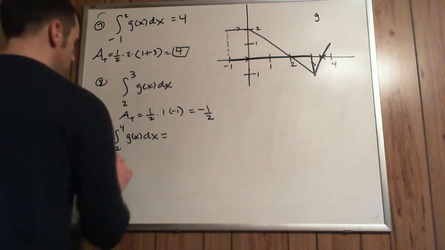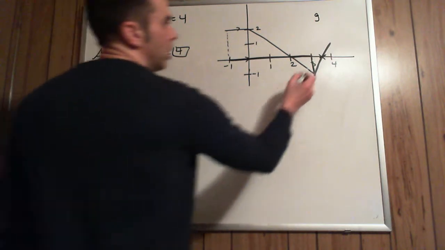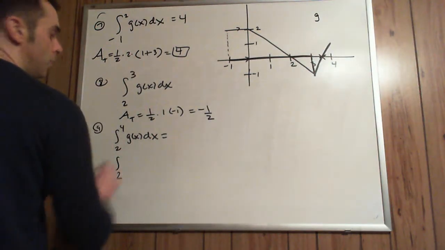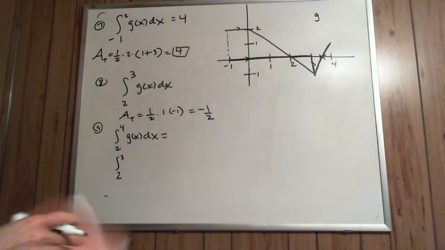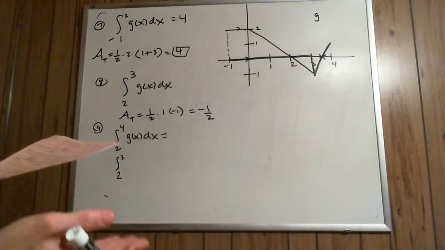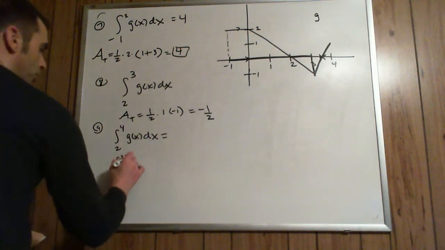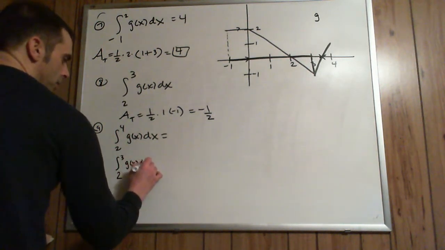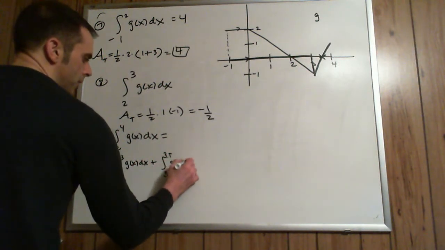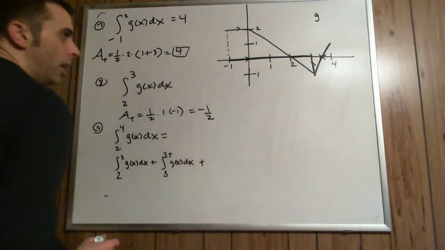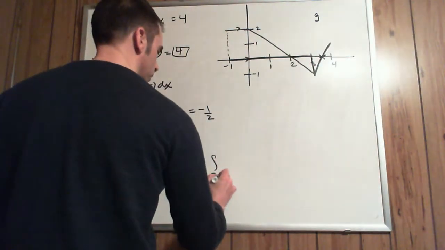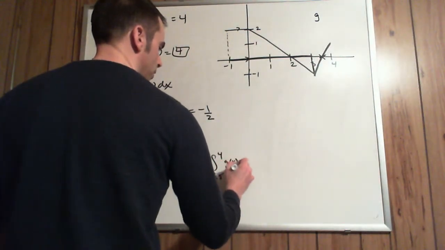So what I can do is I can go from 2 to 3. That's about 3.5, but to be sure I'll go from 2 to 3. Or I can go from 3 to 3.5. So 2 to 3 of g at x dx plus 3 to 3.5 of g at x dx plus, then I'm going to go from 3.5 to 4 of g at x dx.